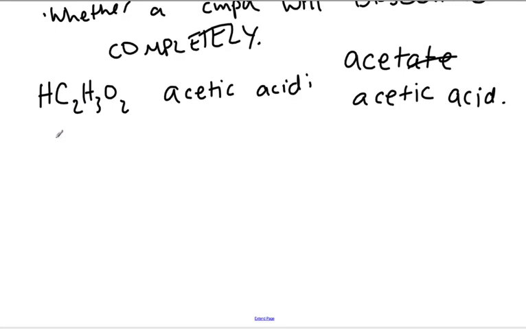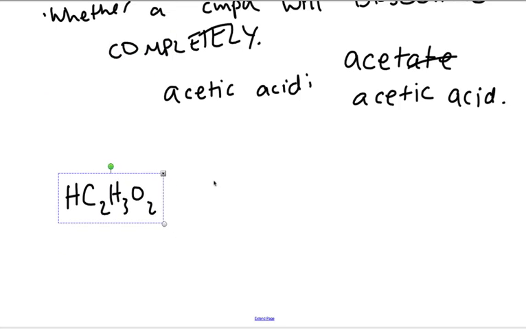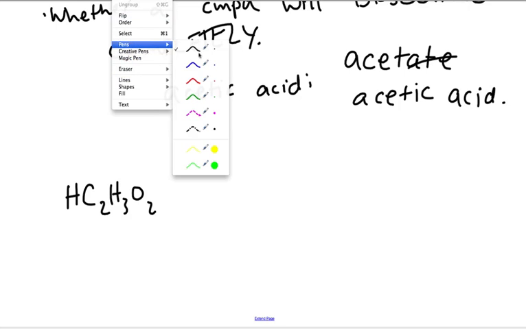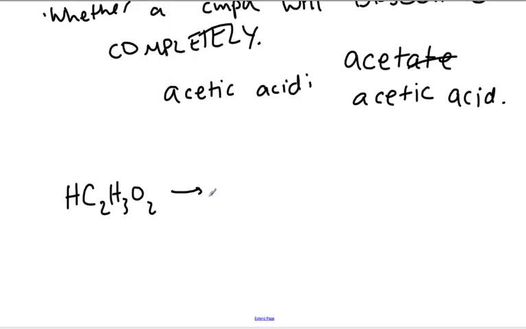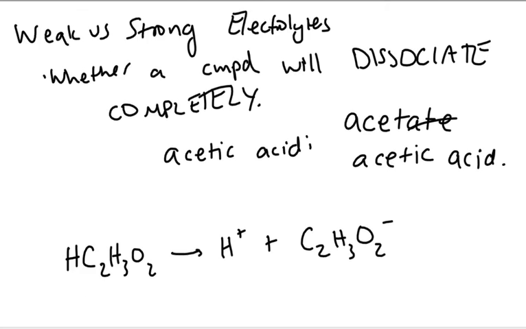However, this does not actually completely dissociate in water. It'll dissolve. It'll break up into H plus ions, and it'll also yield C2H3O2 minus ions, acetate ions. But it won't do so entirely, and the nature of that is because they're weak. They're weak versus strong electrolytes.